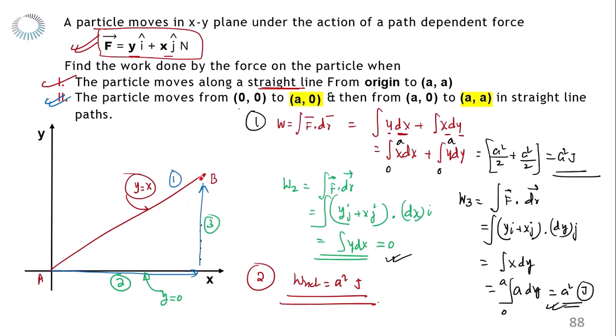If I am moving along path number 1 or along path number 2 to 3, the initial position and final position in both situations are the same. But the work is dependent on the path. So you can say that this force is also a type of non-conservative force, because the work done is dependent on the path.